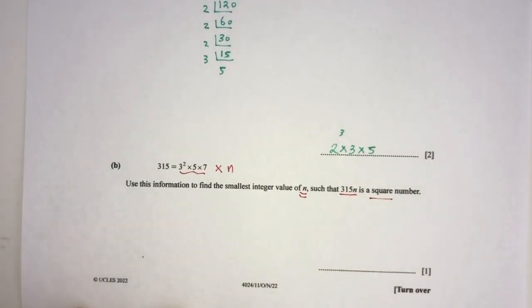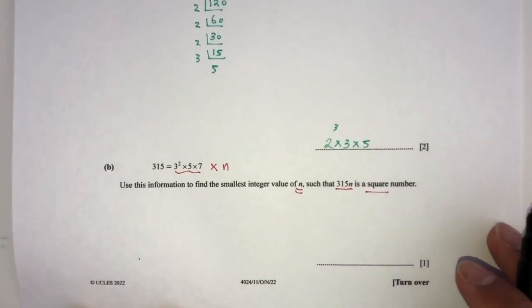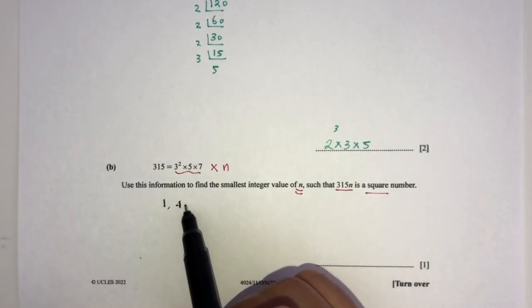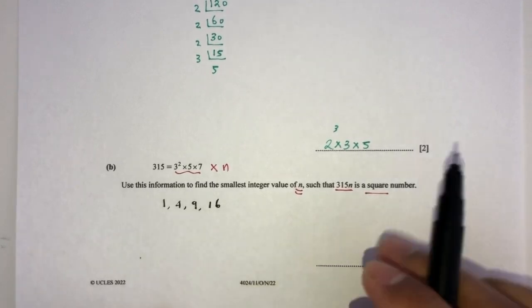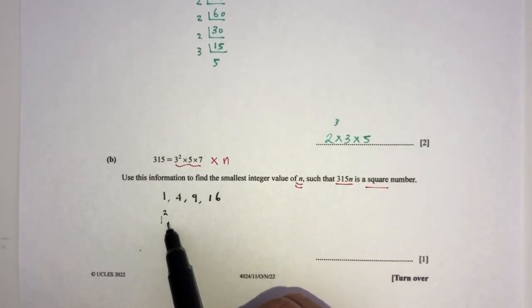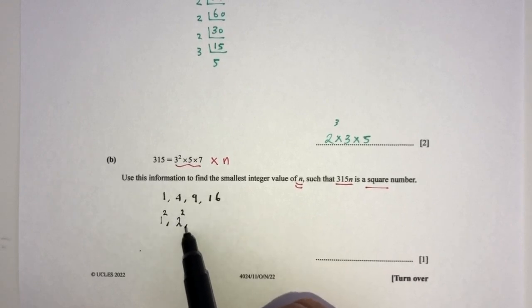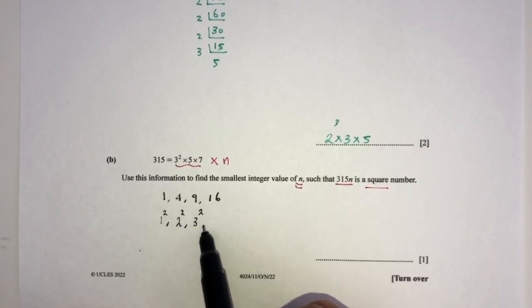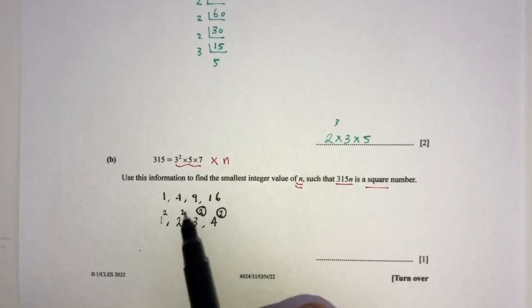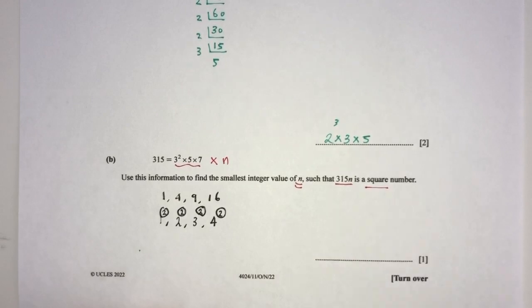Now we do have to understand something. What is a square number? So usually we know a square number is 1, 4, 9, 16. What is special about them is we do know that 1 is also 1 square, 4 is 2 square, 9 is 3 square, and this is 4 square. As you can see, the square here is important, right? To be a square number.